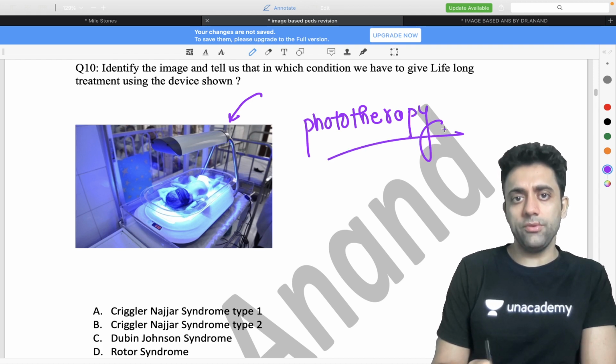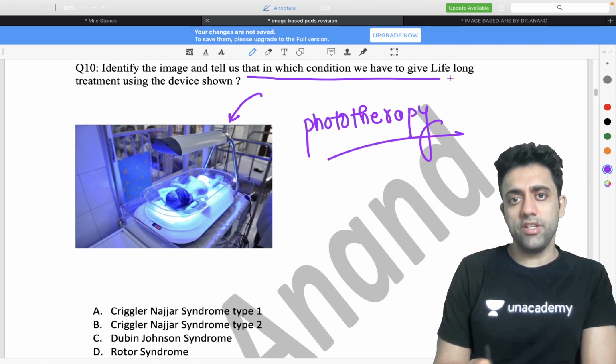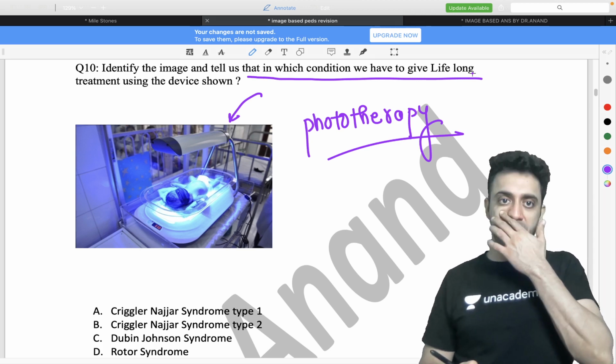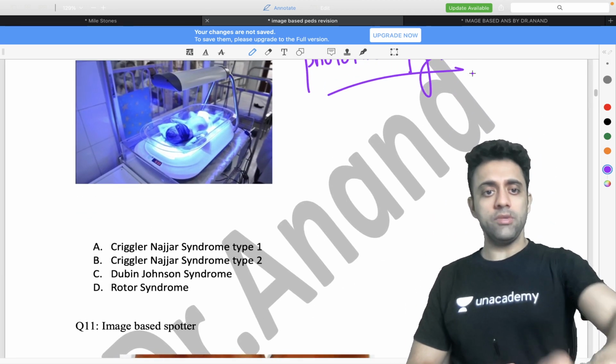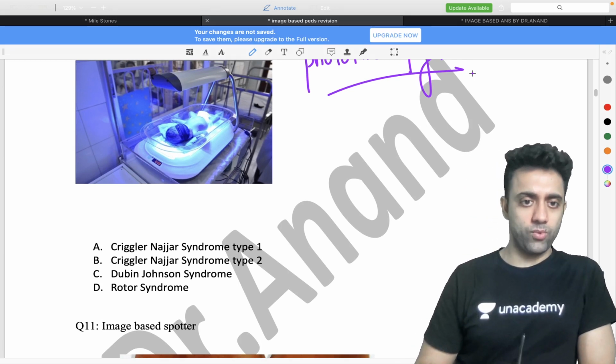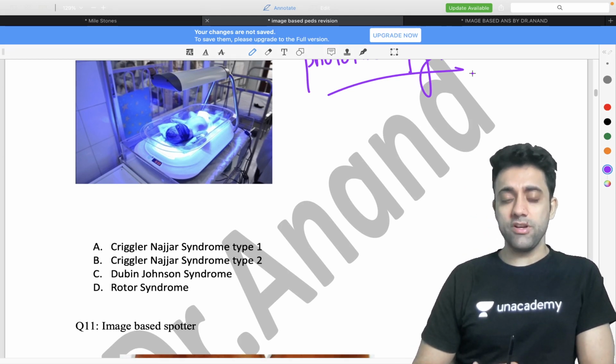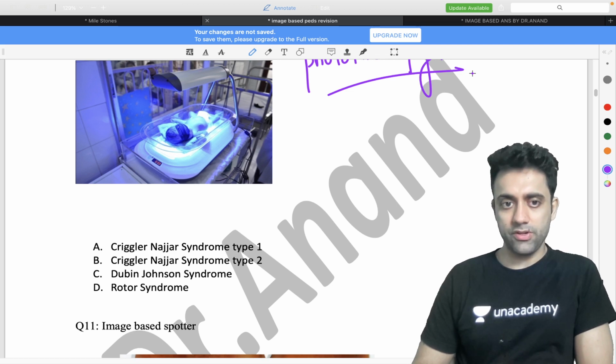So number one. Number two, tell us in which condition we have to give lifelong treatment using the device below. Options are Crigler-Najjar syndrome type 1, type 2, Dubin-Johnson syndrome, and Rotor syndrome.